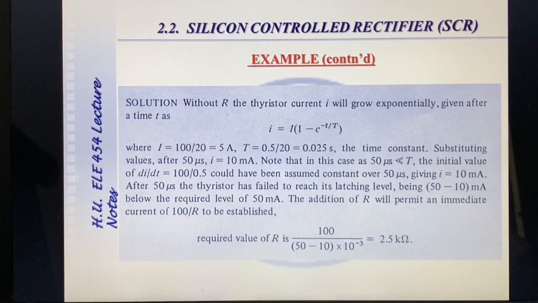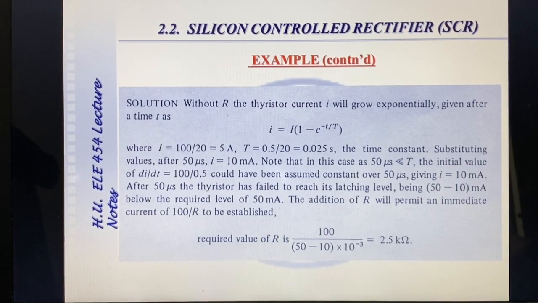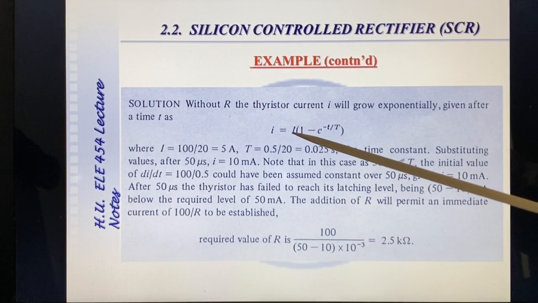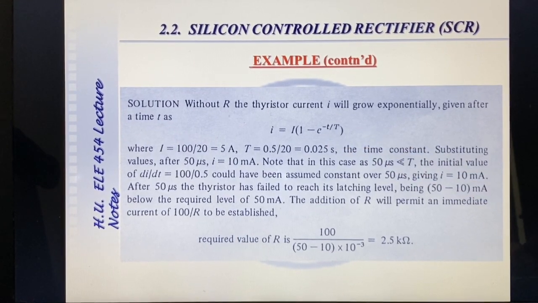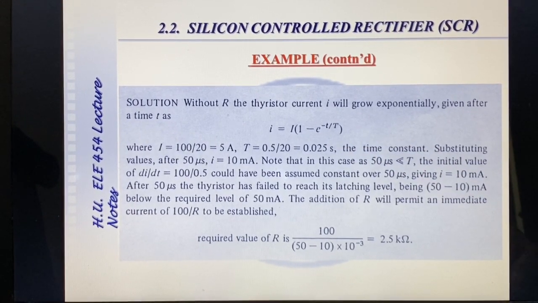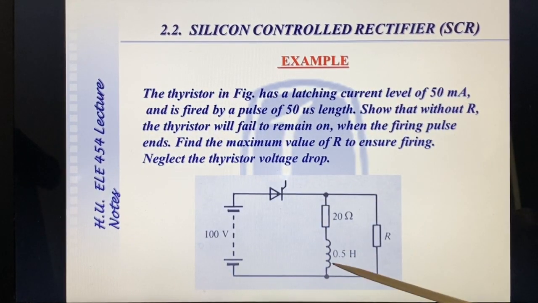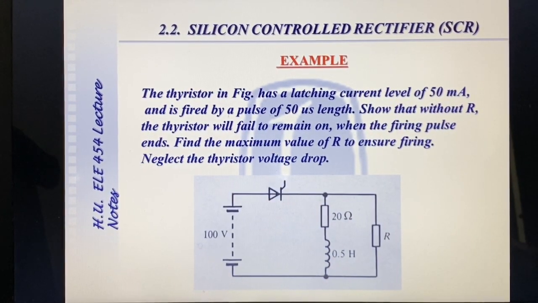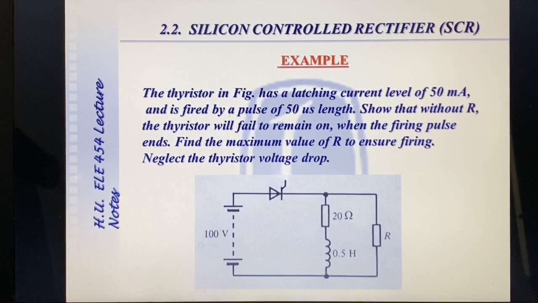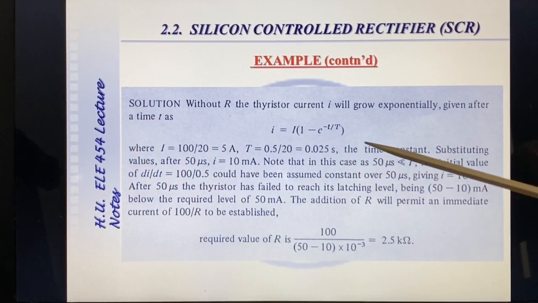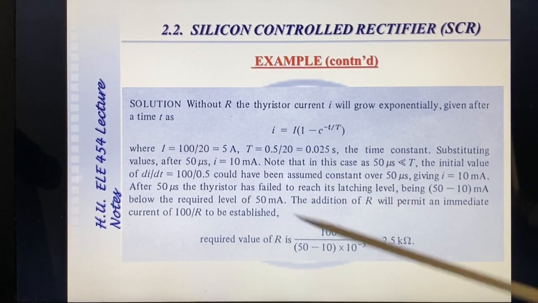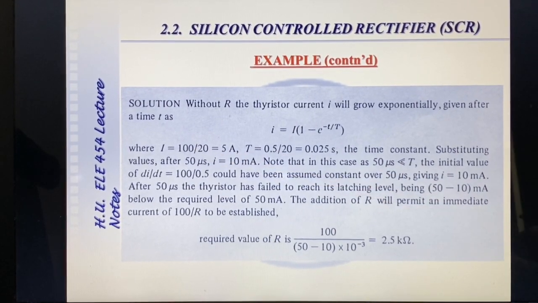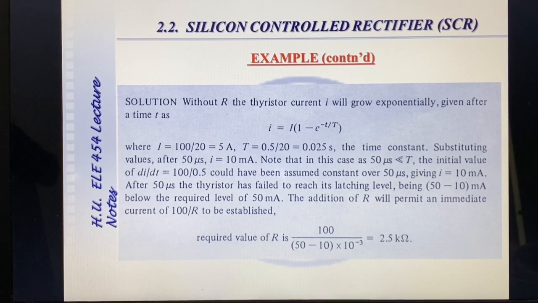Now, without resistance R, the thyristor current will grow exponentially so that i(t) is equal to a maximum current I times (1 minus e to the minus t over tau). So the first order differential equation formed by this RL circuit supplied from a DC source will give you this current variation with respect to time, where I is the 100 volts supply voltage divided by the 20 ohm resistance, 5 amps.